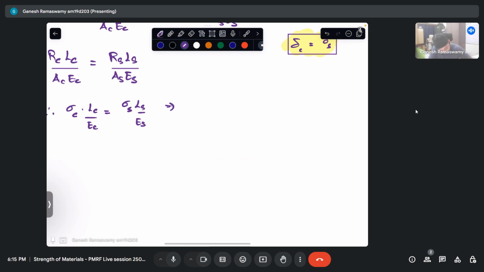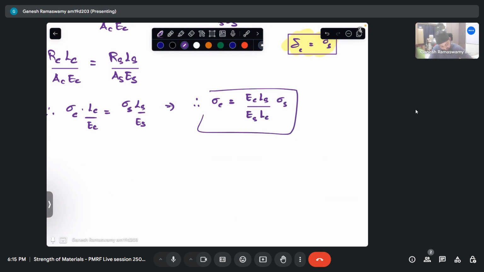So therefore, sigma C is nothing but LC ES by LS EC. I'm sorry, sigma C is EC LS by ES LC into sigma S. So we have this relation.